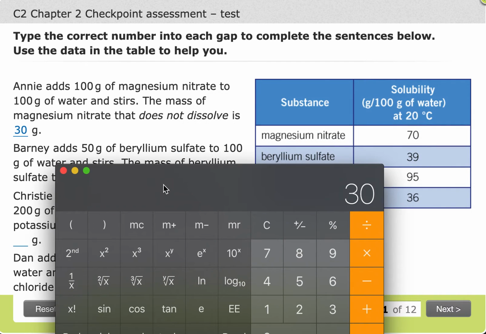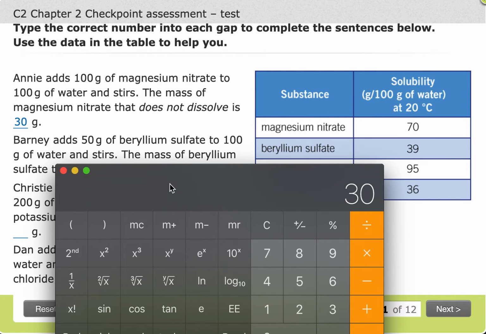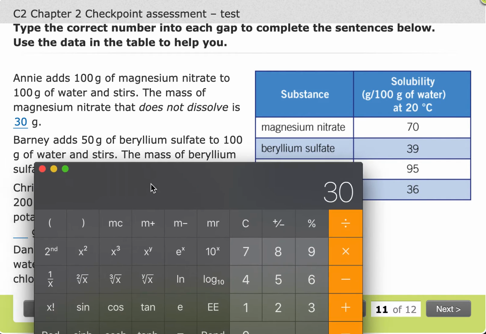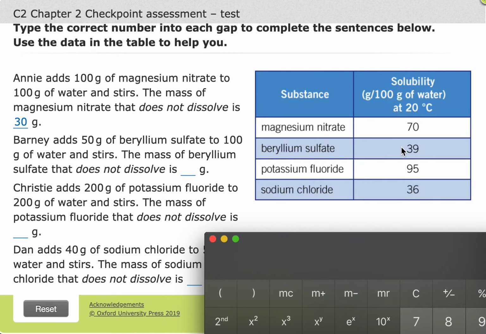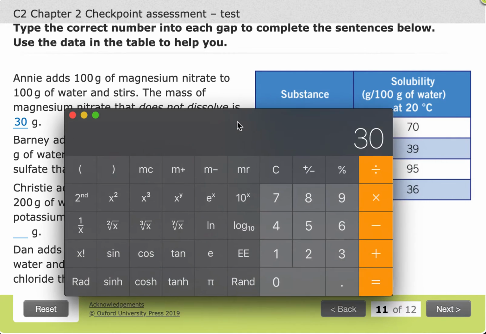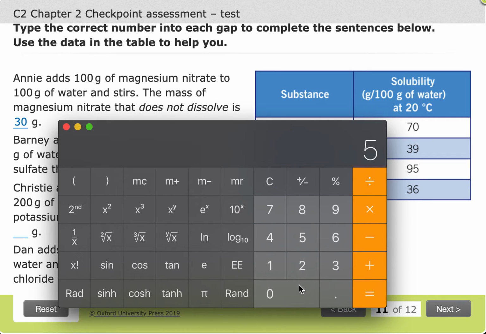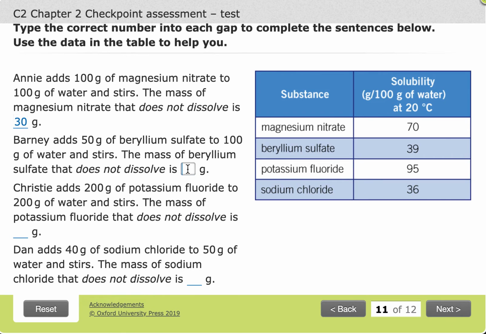Let's now look at the next one. We're adding 50 grams of beryllium sulfate to 100 grams of water. Again, we just need to have a quick look at the numbers here. We started off with 50 grams. We're allowed to dissolve 39, and so therefore minus 39, that's giving us 11 grams. So far so good, I think.